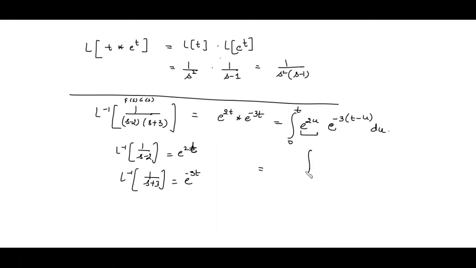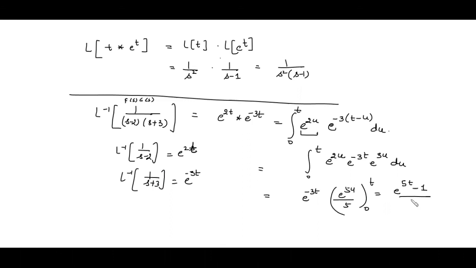We can simplify this integral. It will become e to the power 2u e to the power minus 3t e to the power plus 3u du. You can take e to the power minus 3t outside because that is independent of u. The integral of e to the power 5u is this one. So when you put the limits, you get (e to the power 5t minus 1) upon 5 into e to the power minus 3t. So this is the function whose Laplace transform is this one. In this way, we can apply the convolution theorem and find the Laplace transform of a convolution or the Laplace inverse of the product of two functions.